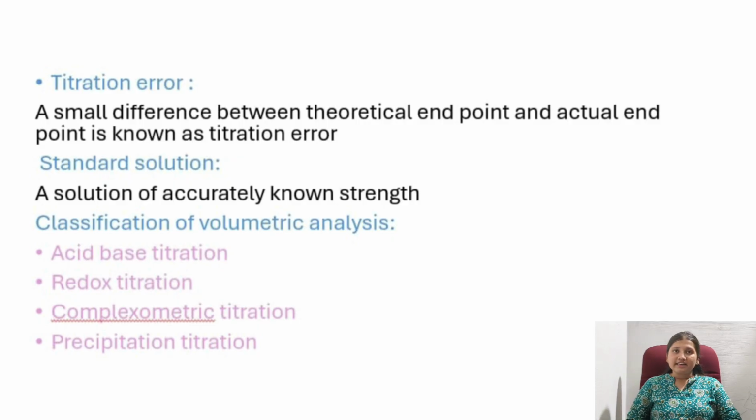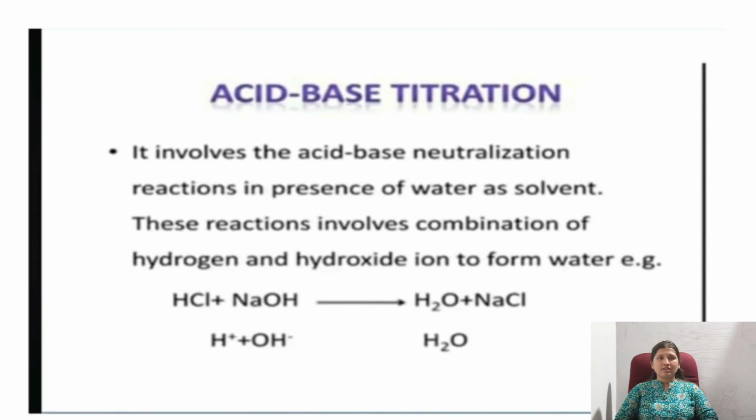And the second one is secondary standard solution. In a secondary standard solution, the concentration of the solution can vary with respect to time, because secondary standard solutions used in the analysis are standardized with a primary standard solution before the analysis. The next topic is classification of volumetric analysis: acid base titration, redox titration, complexometric titration, and precipitation titration.